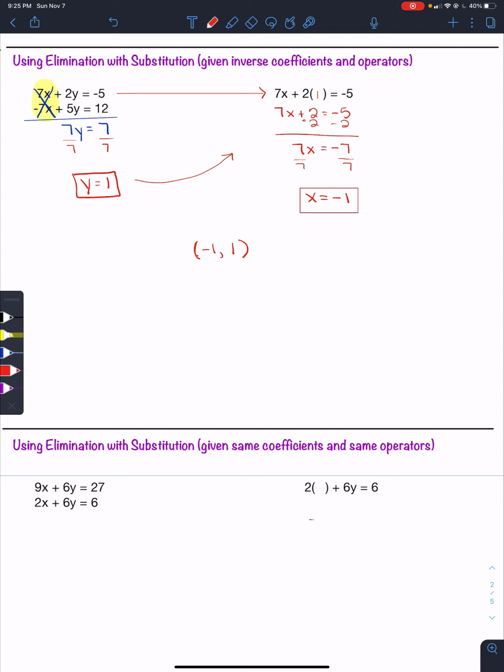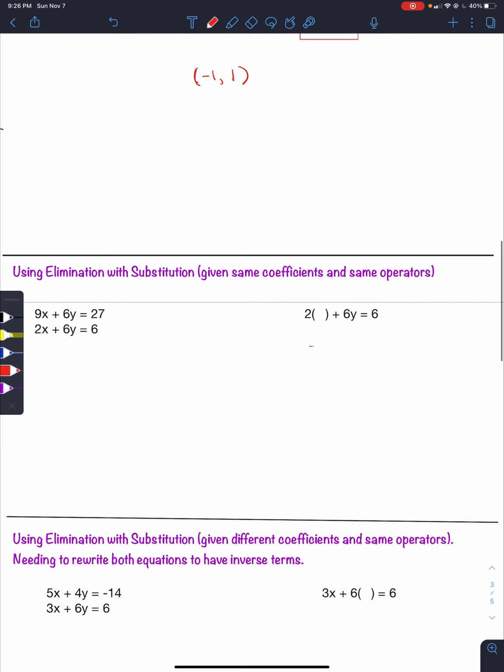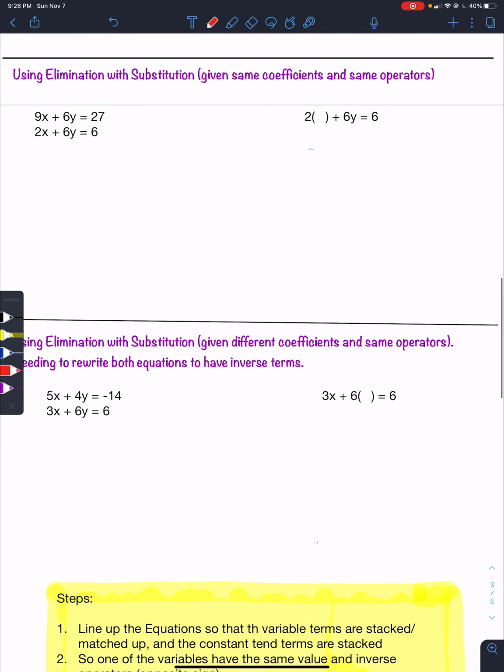All right, so on our next example, again, we are using elimination with substitution. This time they gave us the same coefficients and they gave us the same operators. What we need is inverse operators in order to make this work. Okay, so looking at the x's and looking at the y's, they've already given us both 6's here. I'm not going to try to do the 9x and the 2x because that would take more work. I want to find the ones that already have the same coefficient.